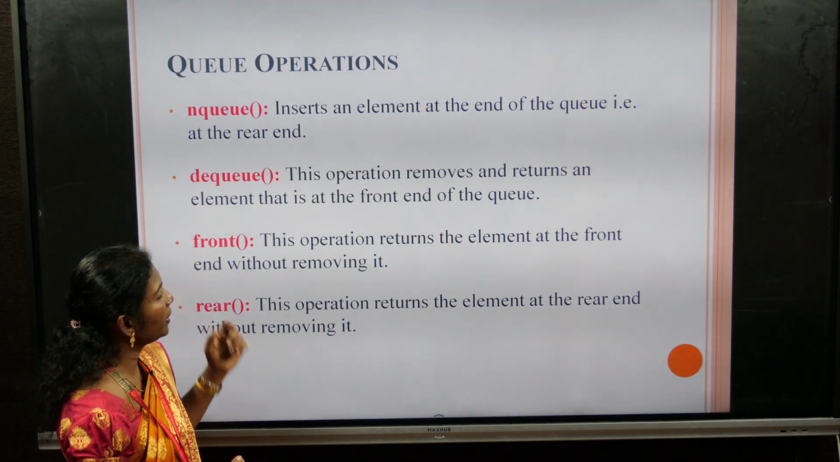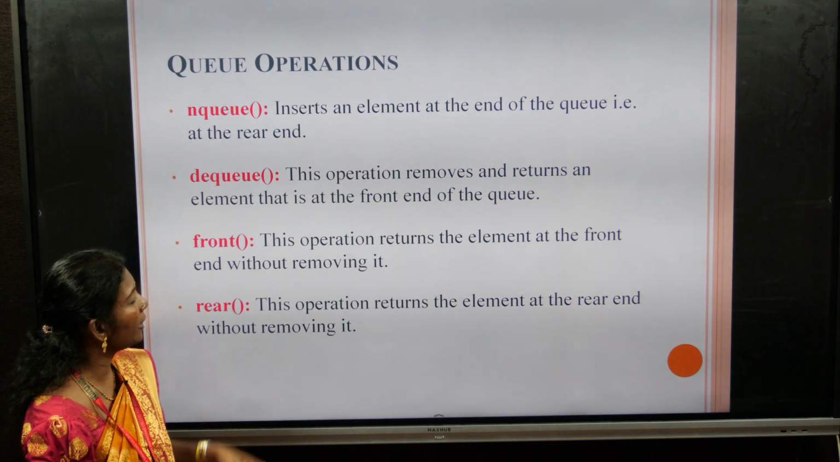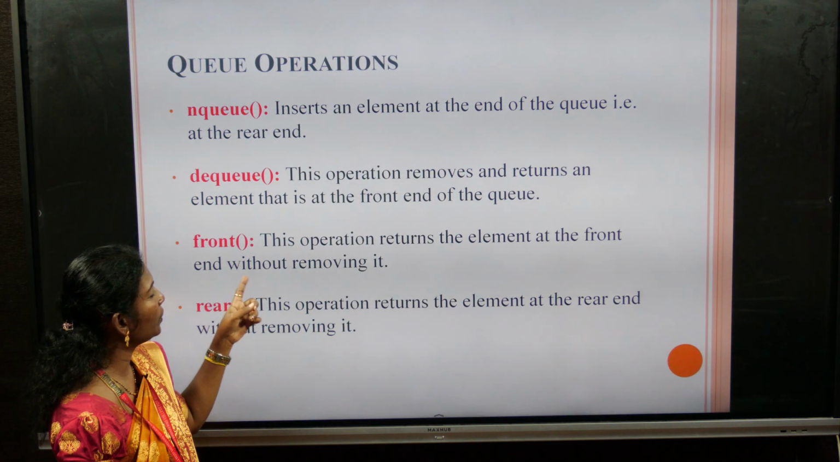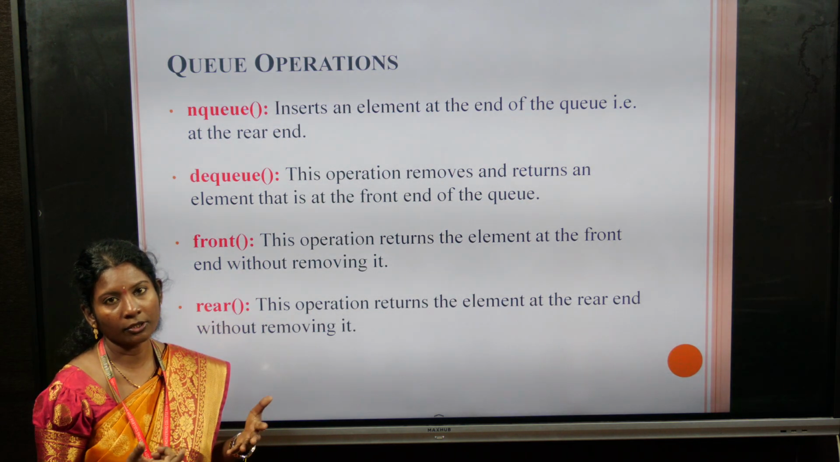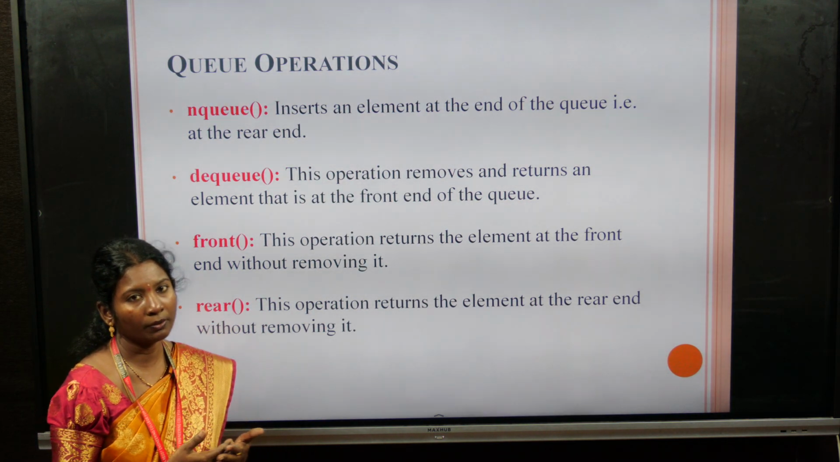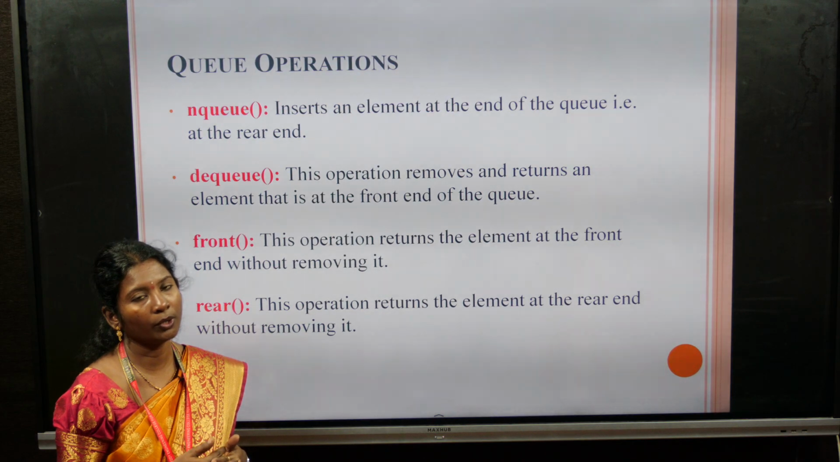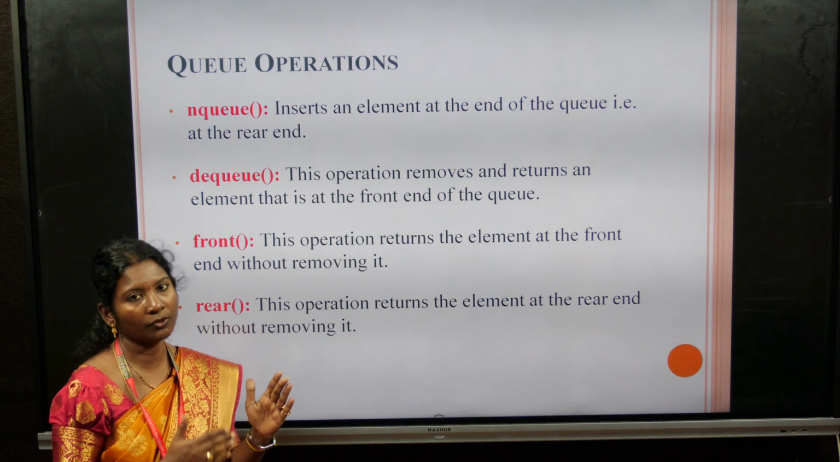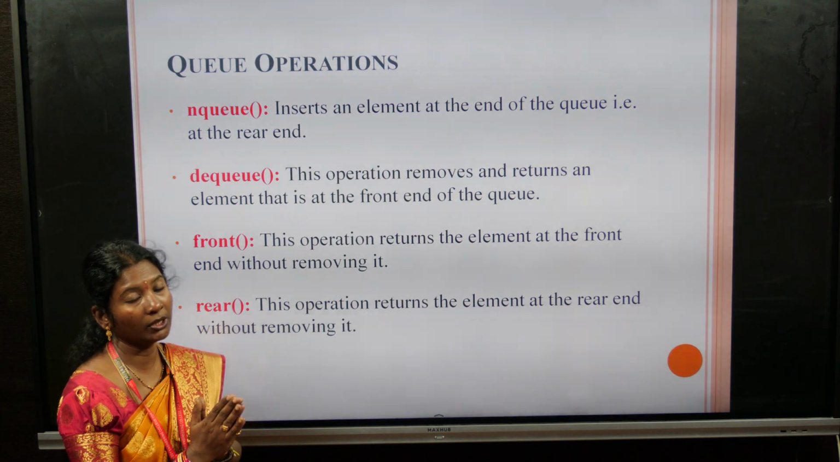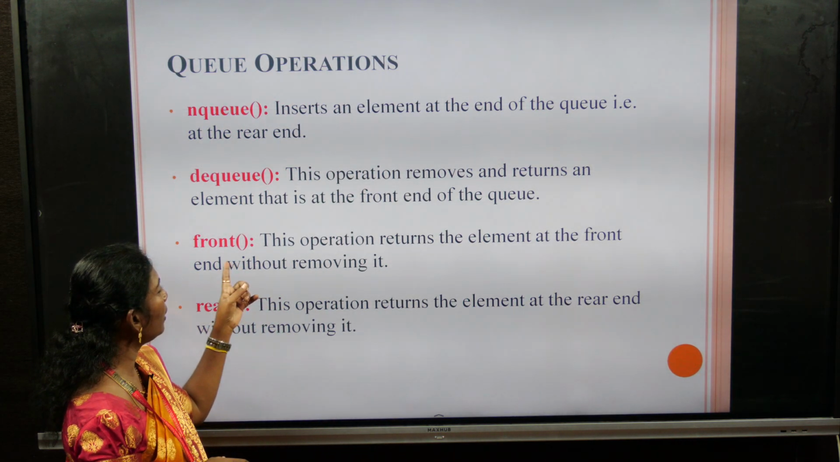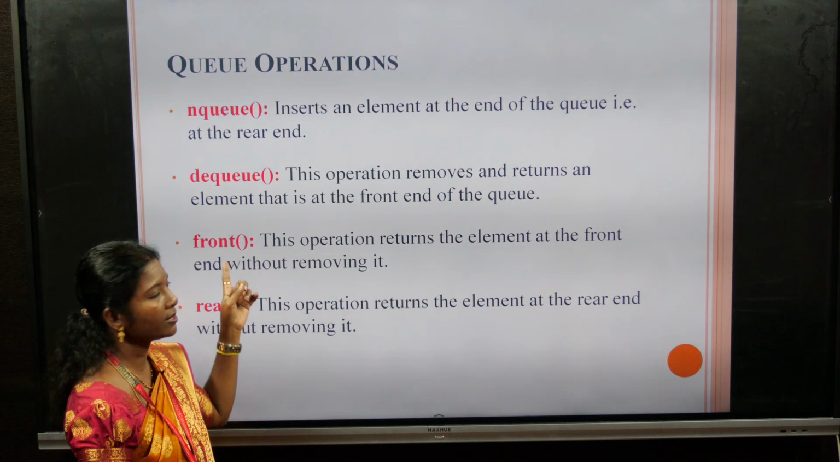Next is the front operation. This front operation returns the element at the front end without removing it. When we want to know the status of the queue, what the elements are at the front as well as the rear, if you want to know about the front element without removing it, we can call this operation, which is called front.